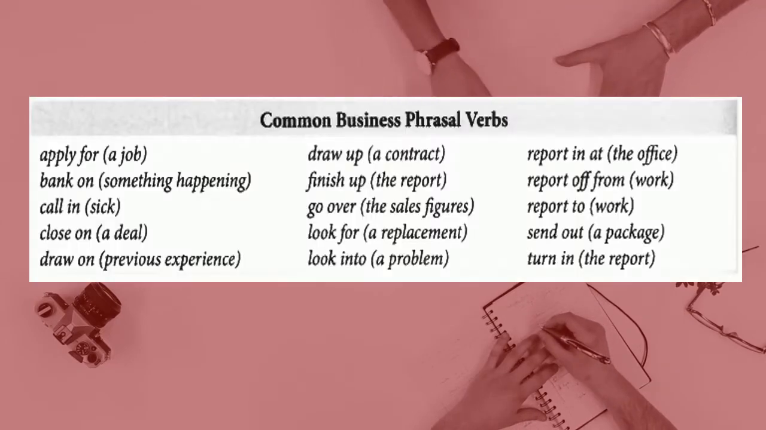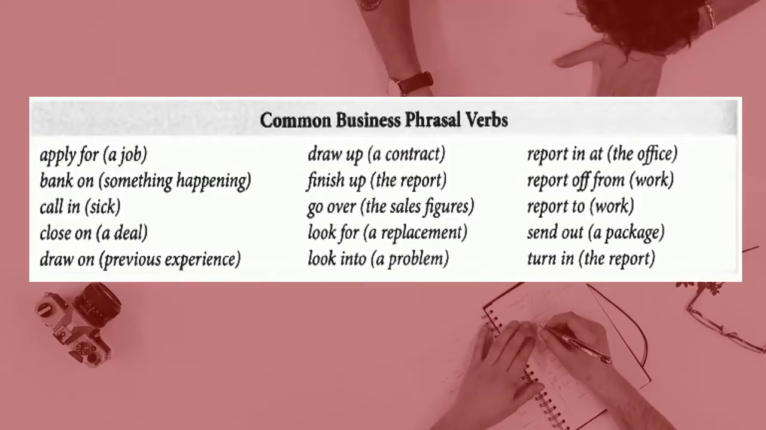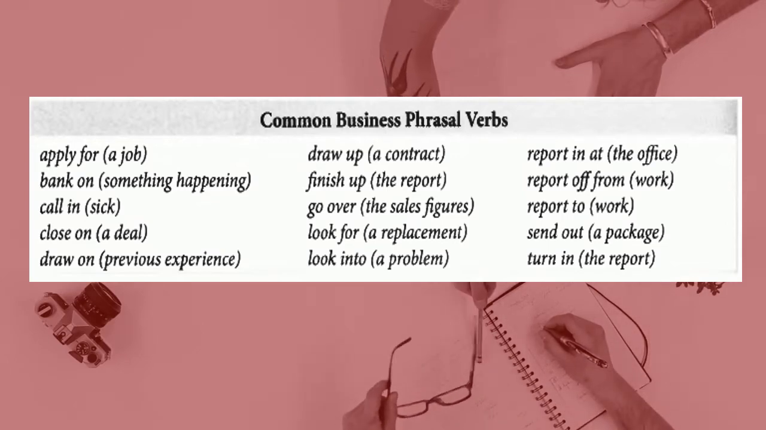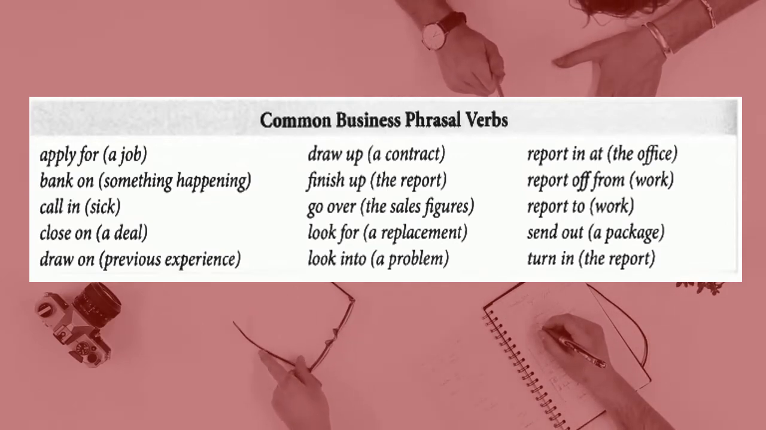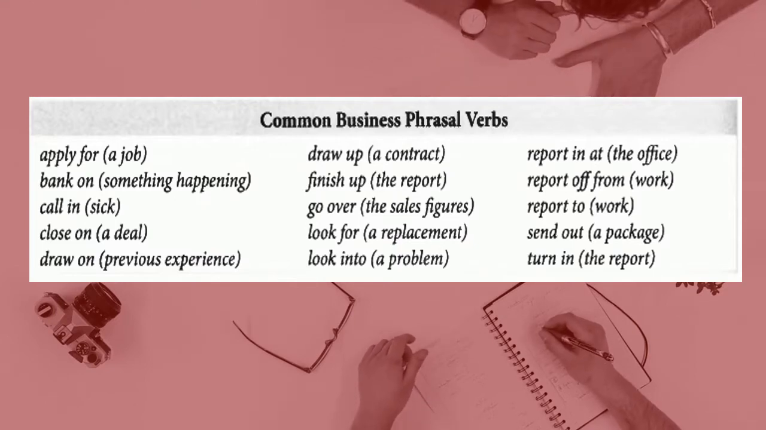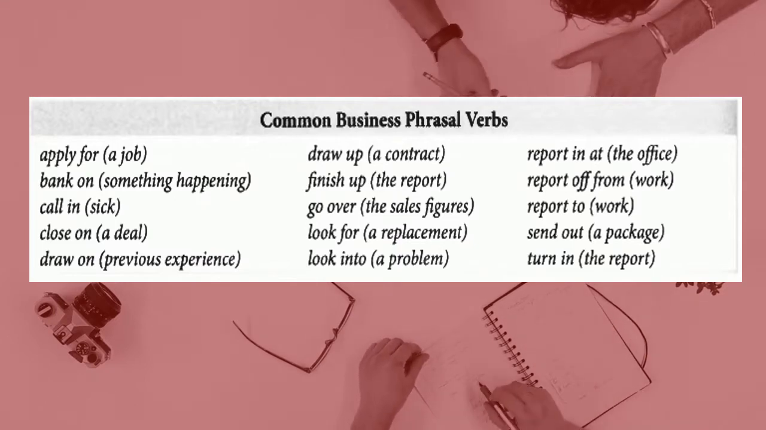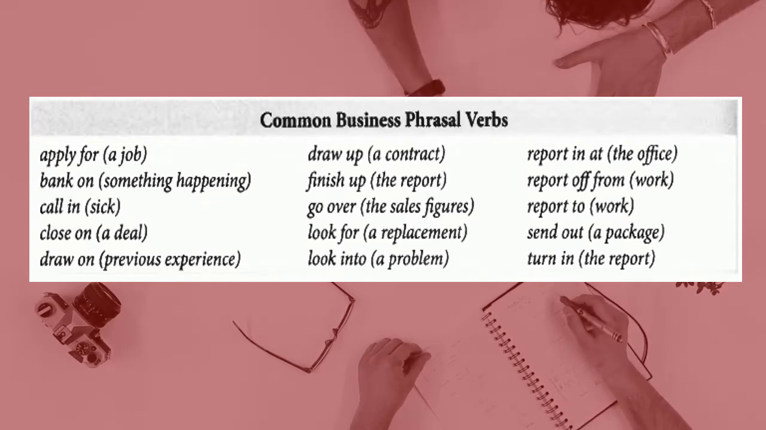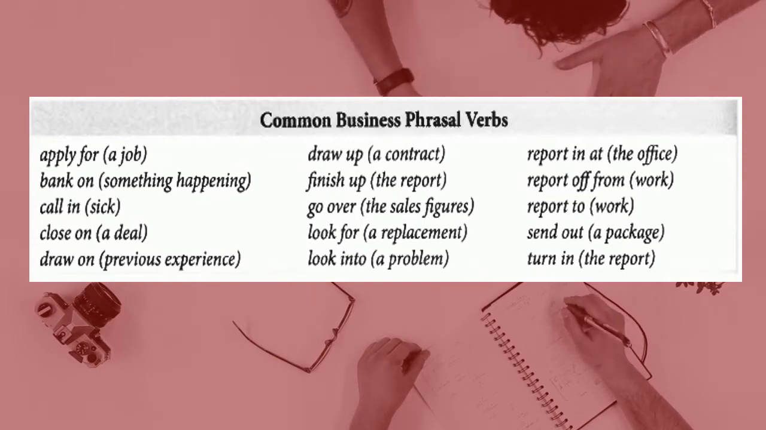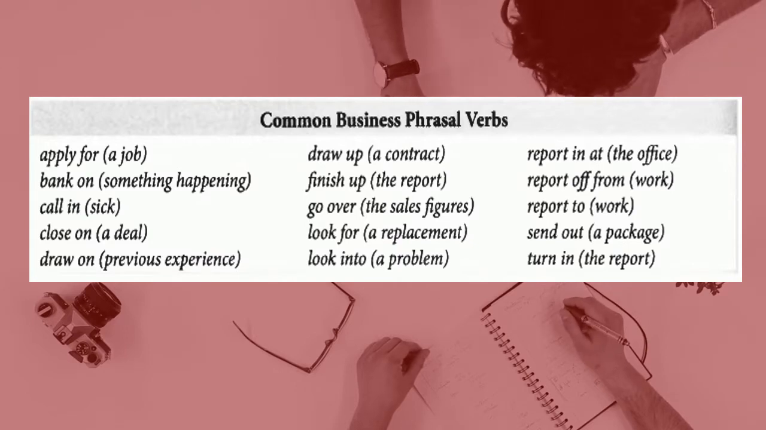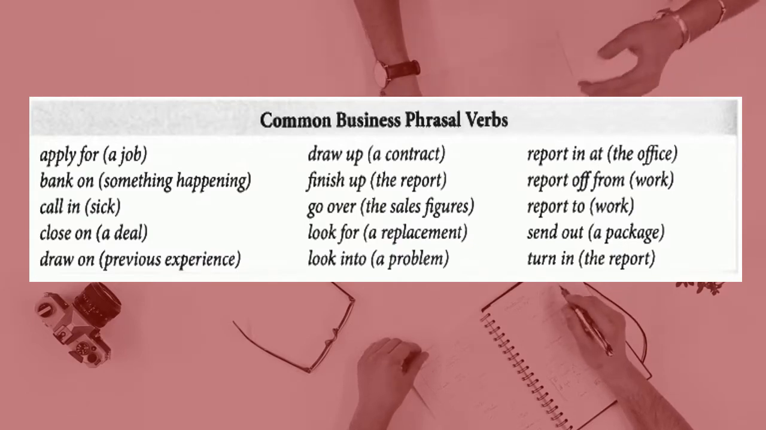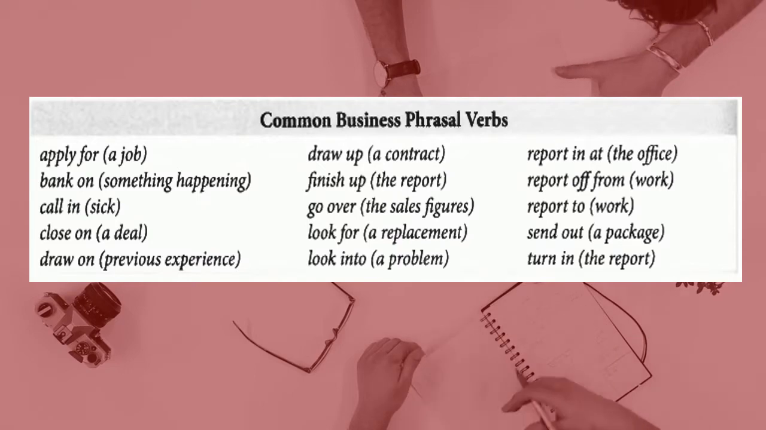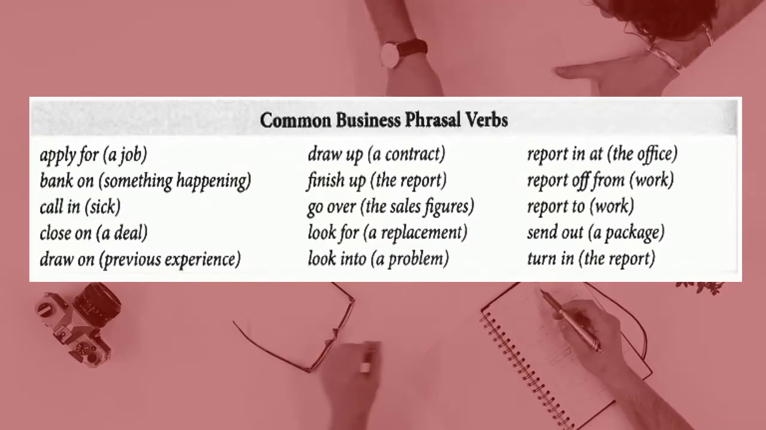Let's look at some of the common business phrasal verbs. As you can see on your screen, these are some of the common phrasal verbs that you will often encounter on the test. Apply for means to apply for a job. Call in is when you ask permission for a sick leave and take the leave. Go over means to check or read the figures. Draw up means to write or make a contract. Send out is to send. These are some common phrasal verbs that you will see. You can also see the other phrasal verbs which I showed you in the previous video.